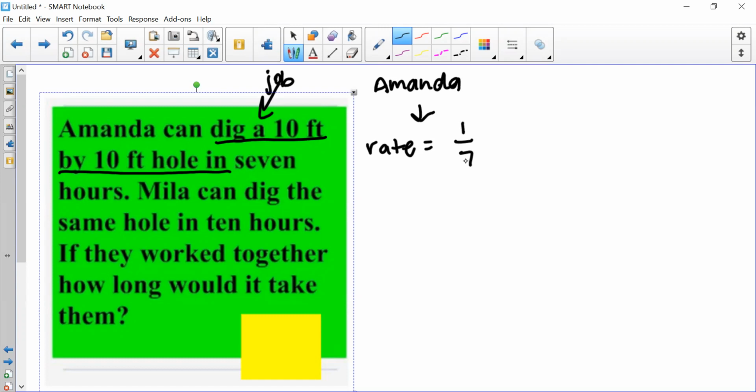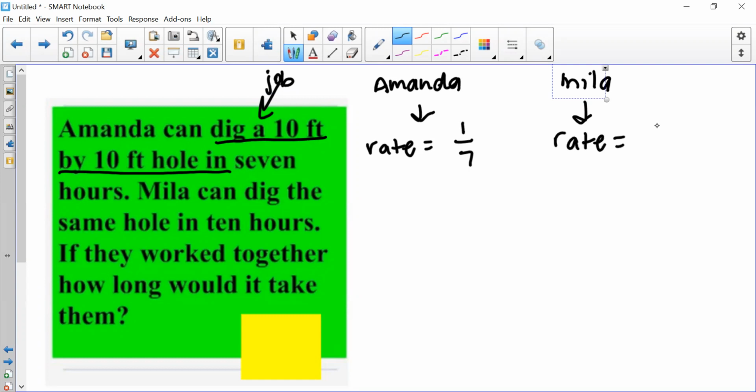Okay. Then it says we have Mila, that's person number 2, and she can dig that same hole in 10 hours. So that means her rate is 1 over 10, 1 job in 10 hours. And then it says if they were to work together, how long would it take them to complete this job?